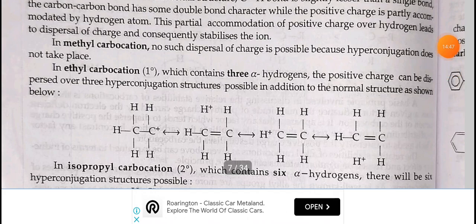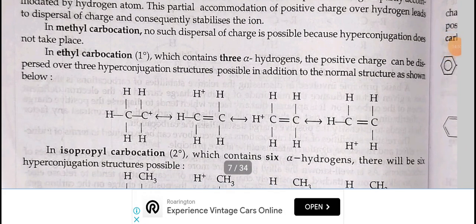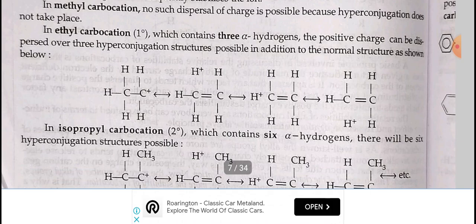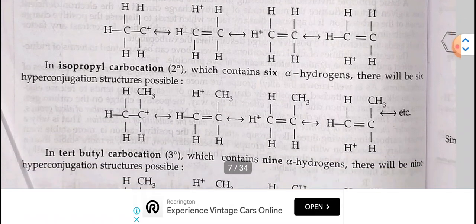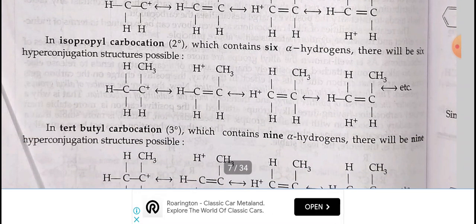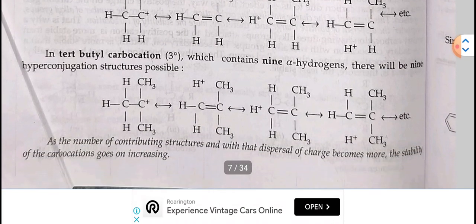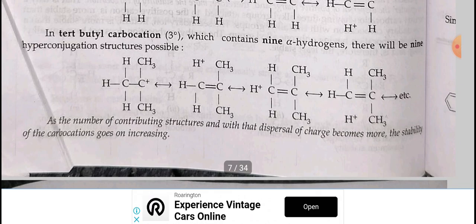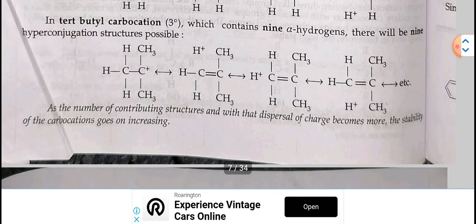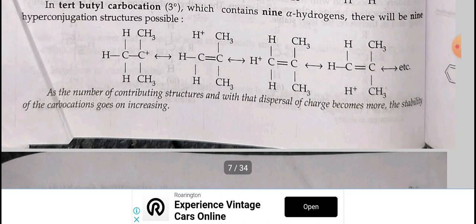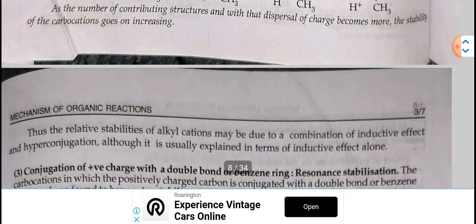In the ethyl carbocation, a primary carbocation which contains 3 alpha hydrogens, the positive charge can be dispersed over three hyperconjugation structures possible in addition to the normal structure, as shown. In the isopropyl carbocation, which contains 6 alpha hydrogens, 6 hyperconjugation structures are possible. In the tert-butyl tertiary carbocation, which contains 9 alpha hydrogens, there will be 9 hyperconjugation structures possible. As the number of contributing structures and the dispersal of charge become more, the stability of the carbocation goes on increasing.